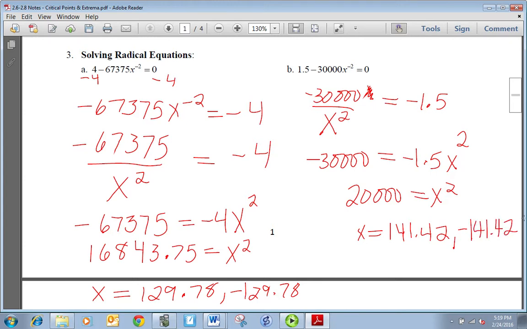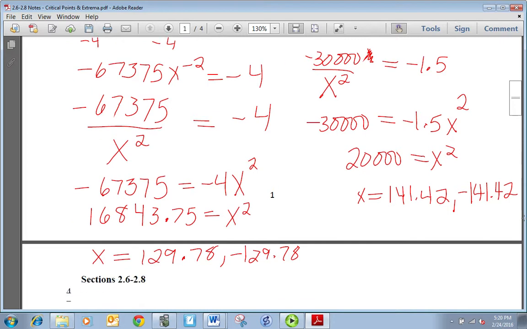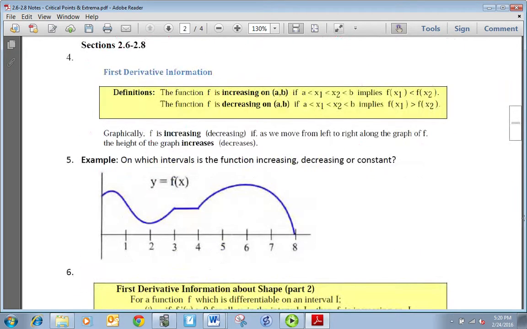Okay, so the first derivative information, this is something that you've probably already realized, but we're formally mentioning it now: if the function's increasing on an interval, then for every x value that's smaller than another x value, the y value of the corresponding one will be smaller than the next. That makes sense? And if f is decreasing, then as the x values go up, the y values go down.